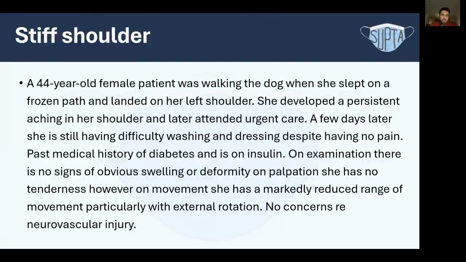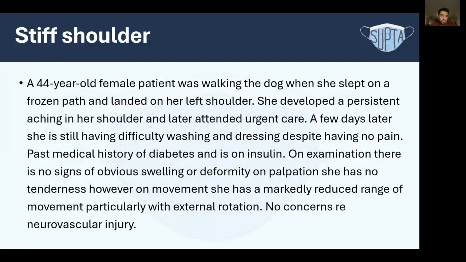44-year-old female patient was walking the dog when she slipped on a frozen path and landed on her left shoulder. She developed a persistent aching in her shoulder and later attended urgent care. A few days later, she is still having difficulty washing and dressing despite having no pain. Past medical history of diabetes and is on insulin.